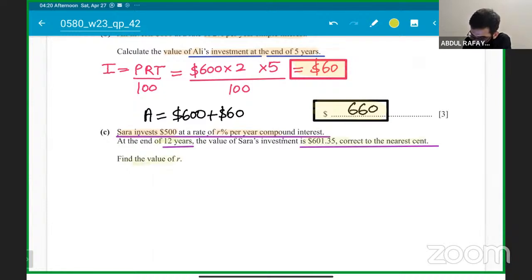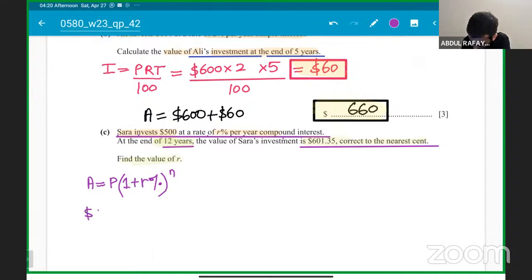Okay, so we have to find the value of R, which is the rate of the interest. So it will be, sir, that amount is equals to, so let me write down the formula as well quickly for the students. Amount is equals to principal 1 plus R percentage to the power of number of years.